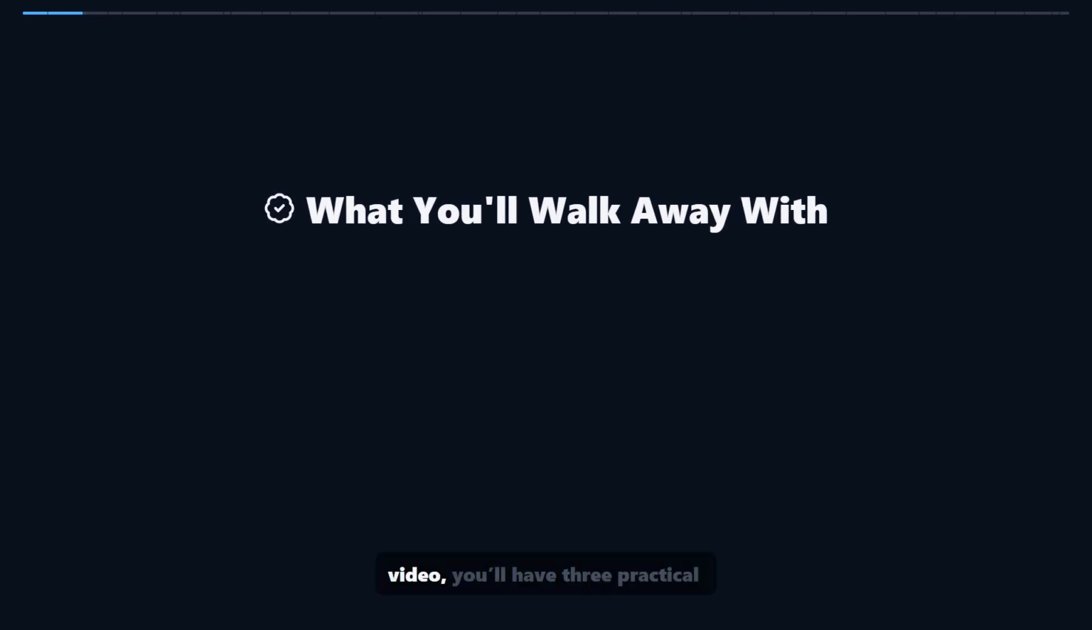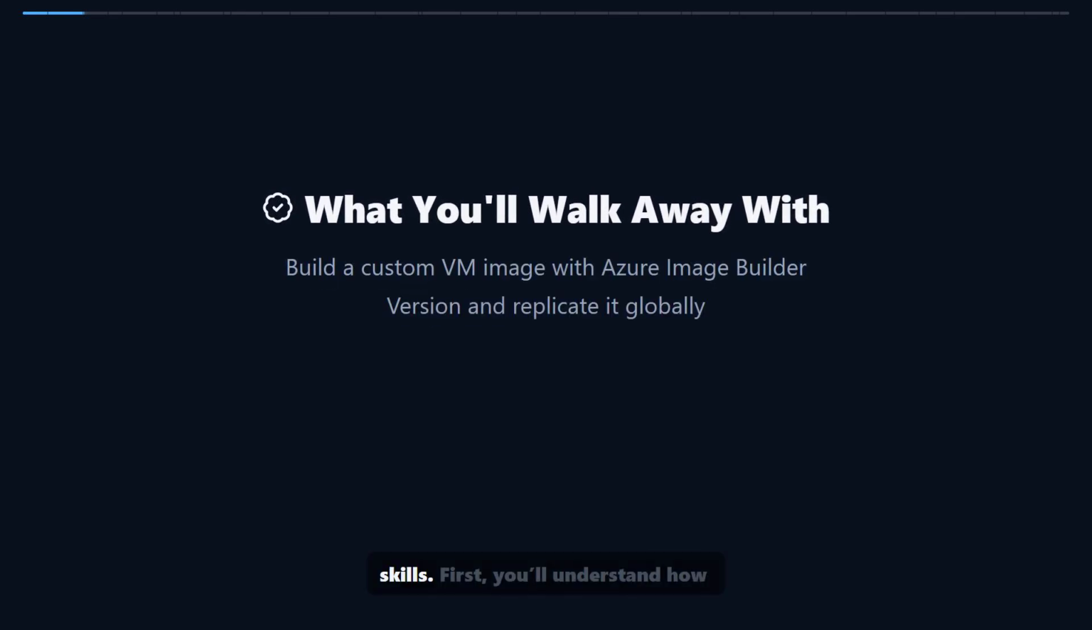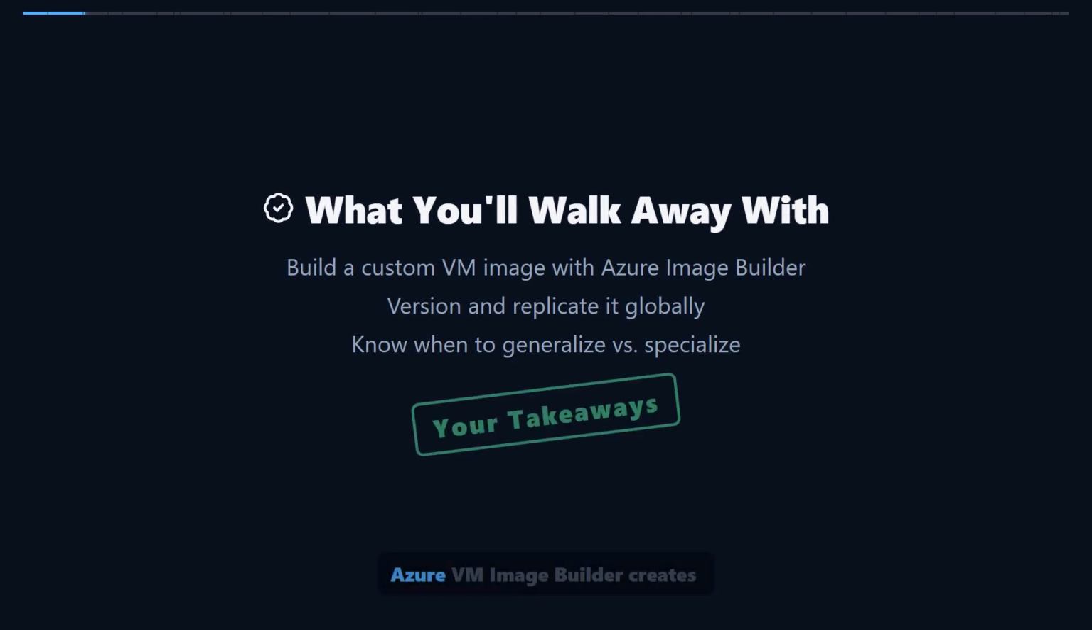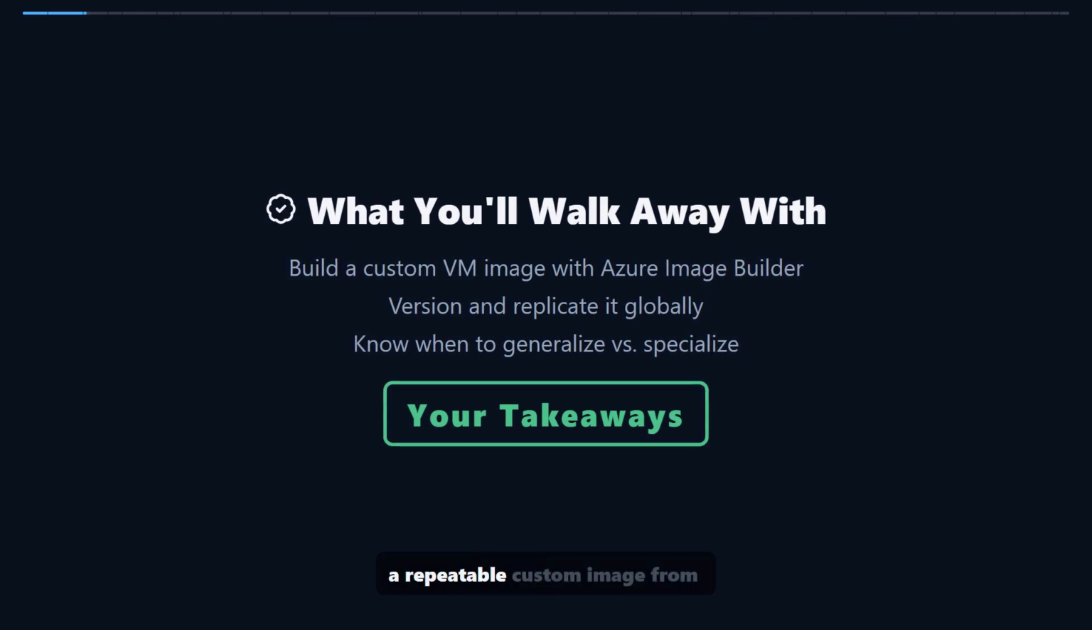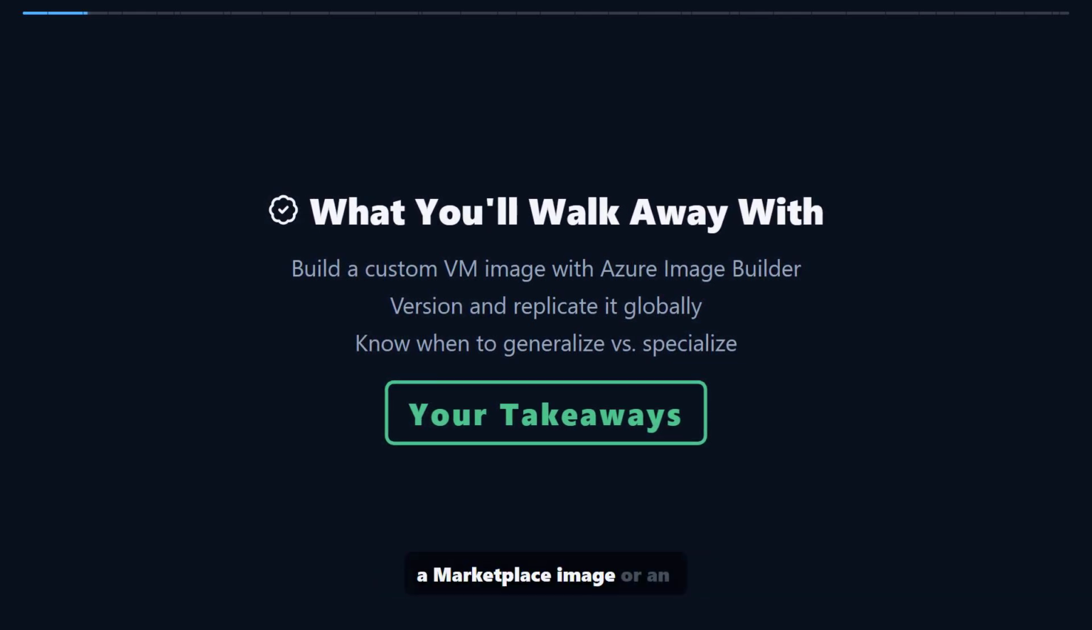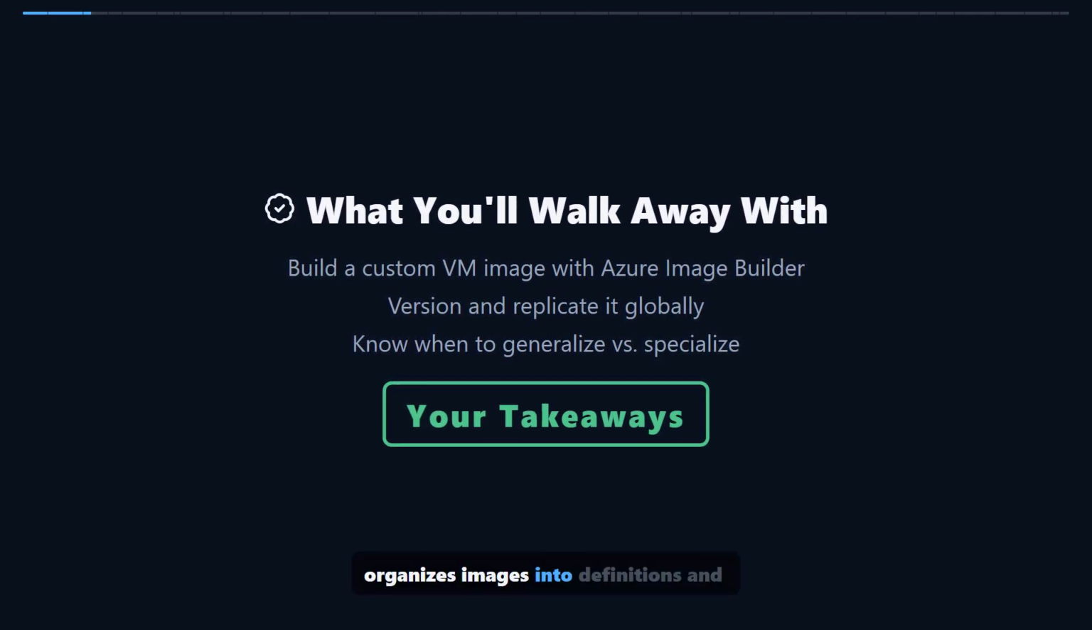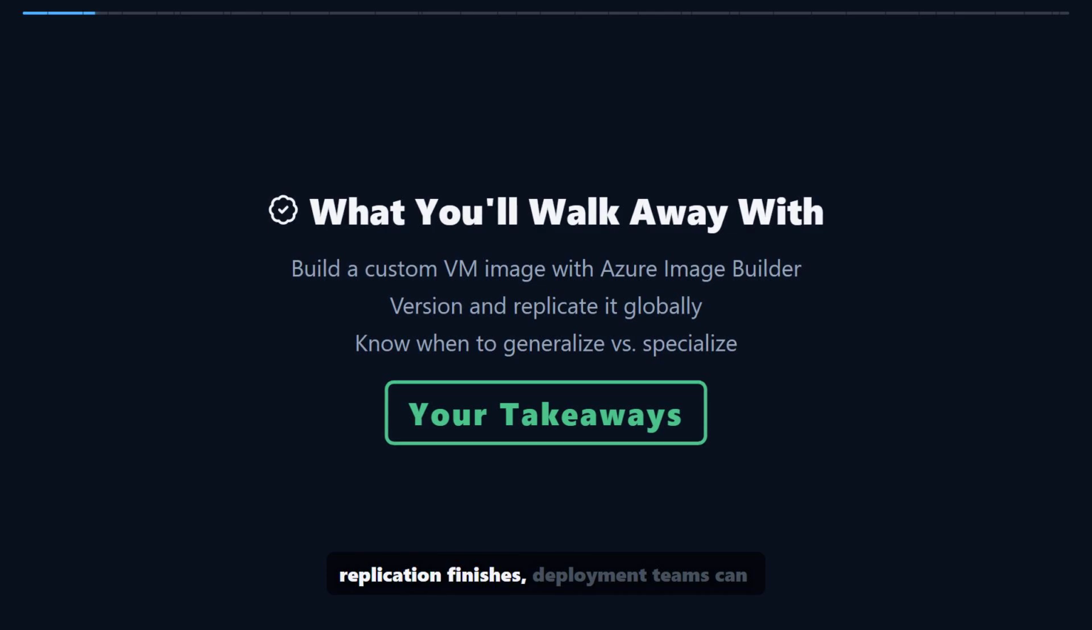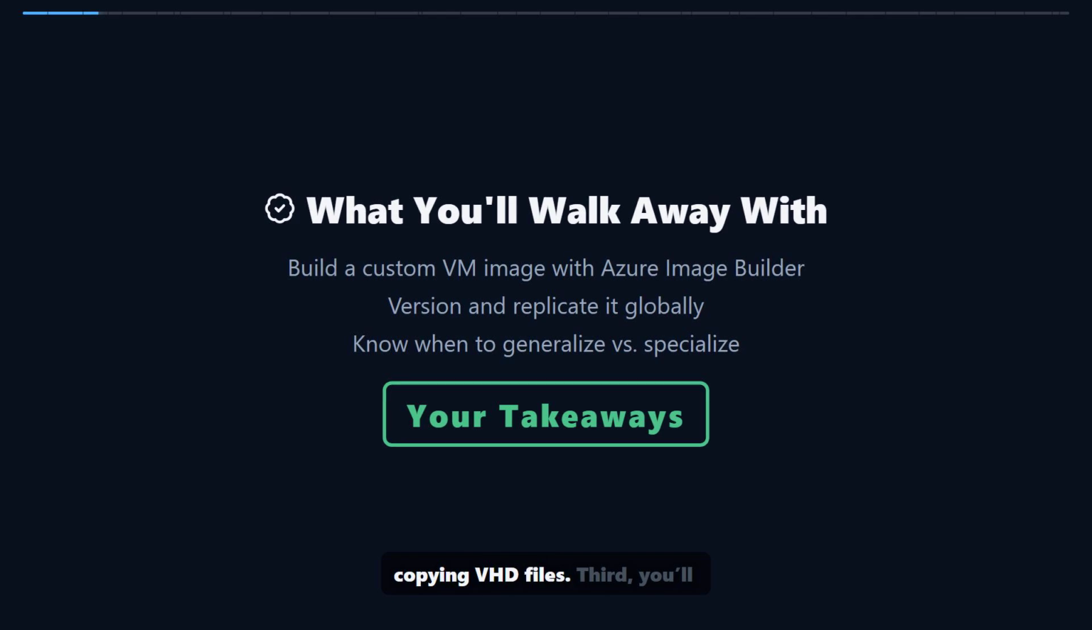By the end of this video, you'll have 3 practical skills. First, you'll understand how Azure VM Image Builder creates a repeatable custom image from a marketplace image or an existing approved source. Second, you'll learn how Azure Compute Gallery organizes images into definitions and immutable versions, then replicates those versions to the regions where they are needed. Once regional replication finishes, deployment teams can create VMs from a local regional replica instead of manually copying VHD files.